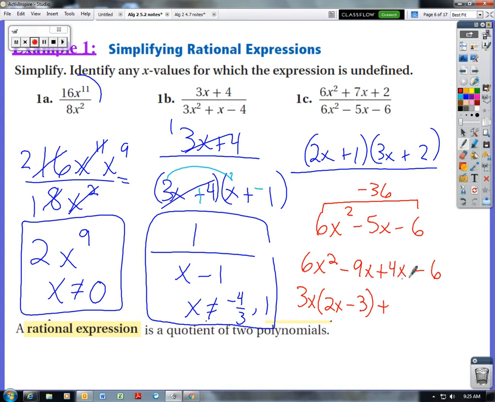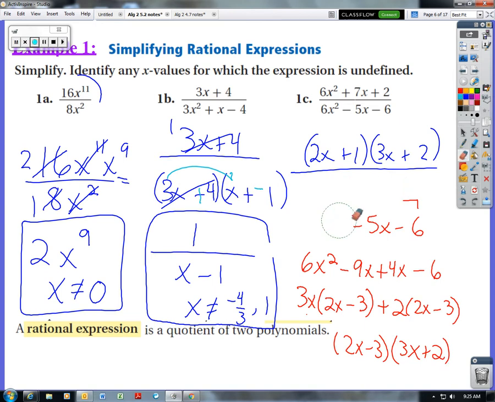Plus, and then you look at these two and the GCF is 2. Remember, this plus sign always comes down. Divide each of those by 2 and you get 2x minus 3. Then you have 2x minus 3 and 2x minus 3, they match. So you're going to put those in a parenthesis and take them out front. And then you're left with 3x plus 2 as your other factor.